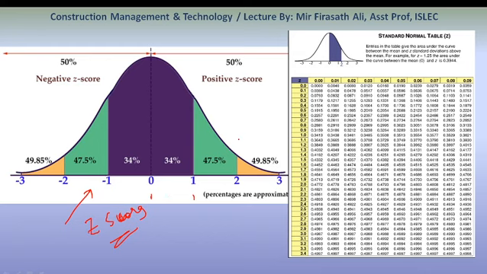We will be using this standard normal table, or Z score table, while estimating the project completion times. We require some data for project estimation times.